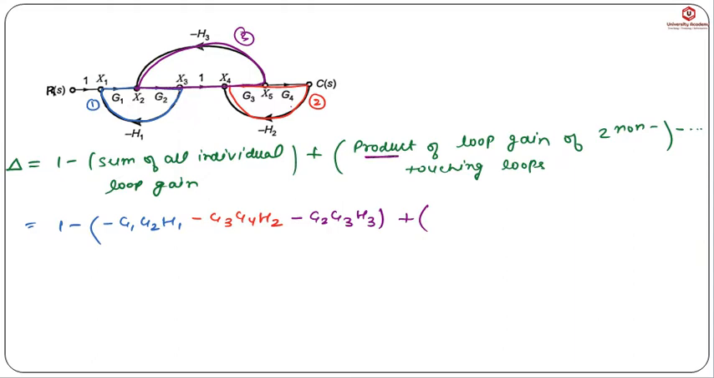So now we have to take the product of both these loops. So it will give g1 g2 g3 g4, and this minus sign and minus will become plus, so this is h1 and h2. So this is the value of the delta.